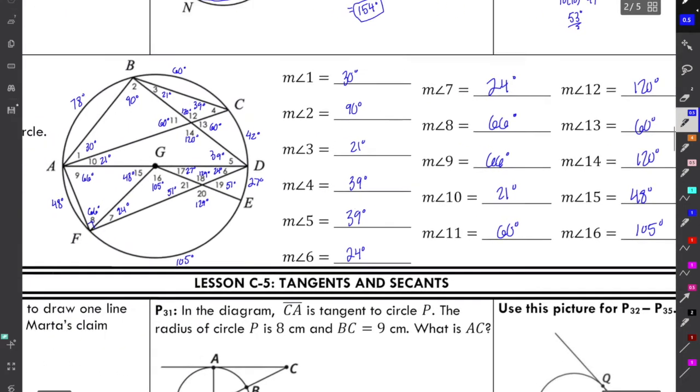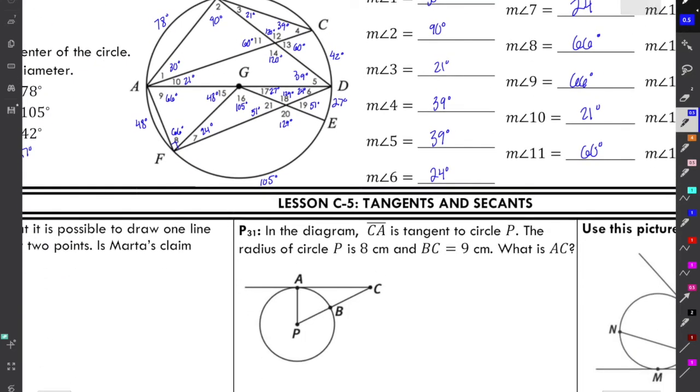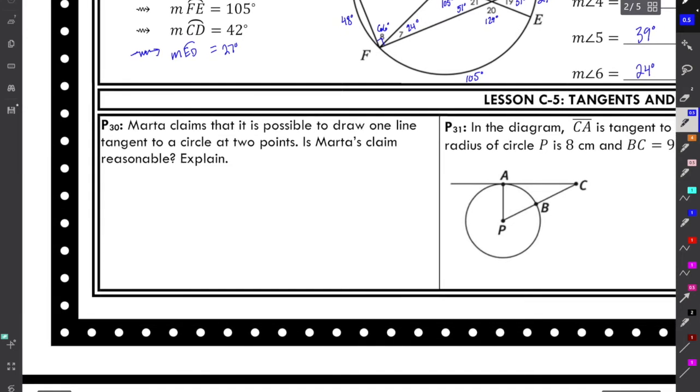And that is all we have about inscribed angles. We move on to the longest section we have, lesson C-5. We have a lot of problems from this one: tangents and secants. Martyr claims that it's possible to draw one line tangent to a circle at 2 points. Is her claim reasonable? No, it's not reasonable.